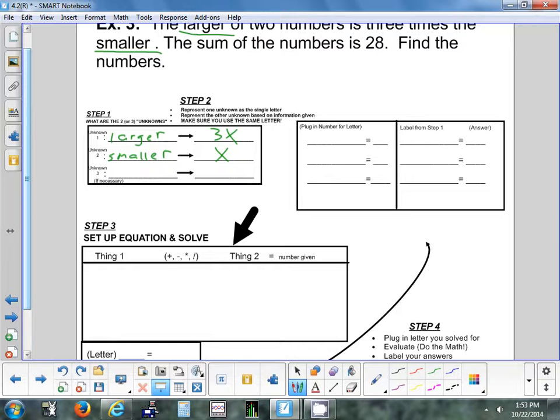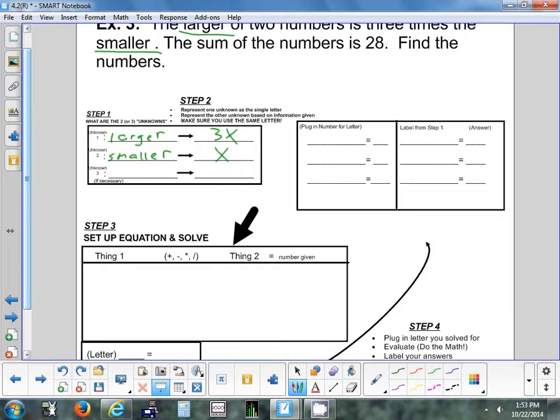The larger of 2 numbers is 3 times the smaller. Right now the smaller is x. That's all we know about it, it's unknown. So 3 times the smaller is 3x. That's how Mr. Hager got that. All we know about the smaller number right now is it's x. We don't know anything else.